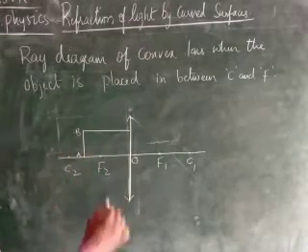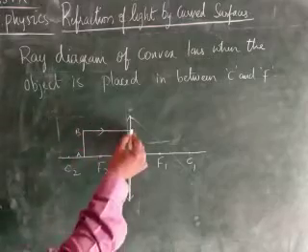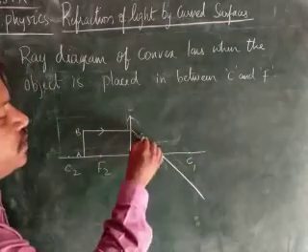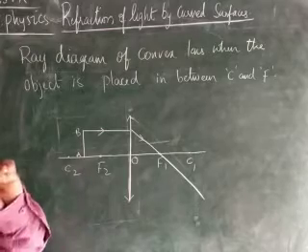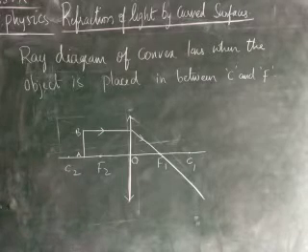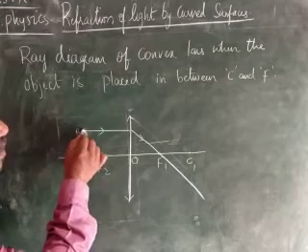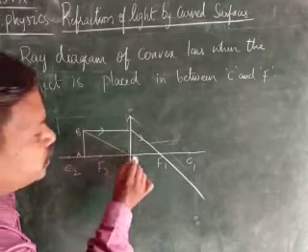A light ray traveling parallel to the principal axis. Third rule, passing through the focal point. Not only this third rule and second rule, children, we can draw with other rules also, but these are easy. Okay, next.